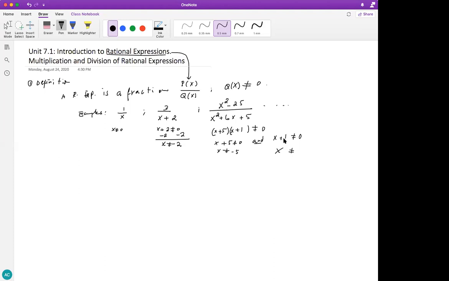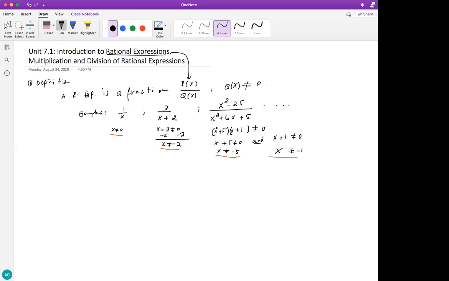Negative 1. X can't be negative 1 because we don't want this to be 0. If either one of these is 0, the whole thing will turn into 0, and therefore the whole expression will become undefined. So we want to avoid these numbers. Whenever you plug in numbers, whether it's a function or something else, you don't want to use negative 5 and negative 1. So these are undefined, we don't want to use them, and we can't use them.